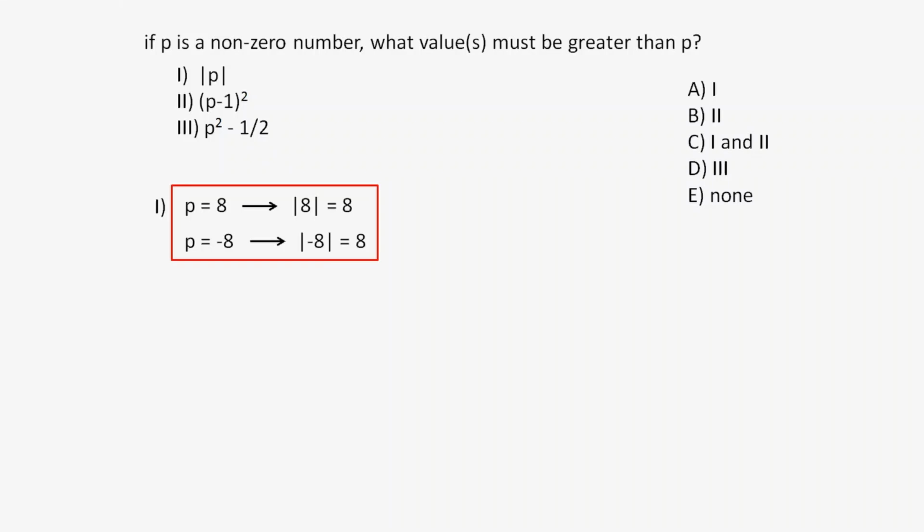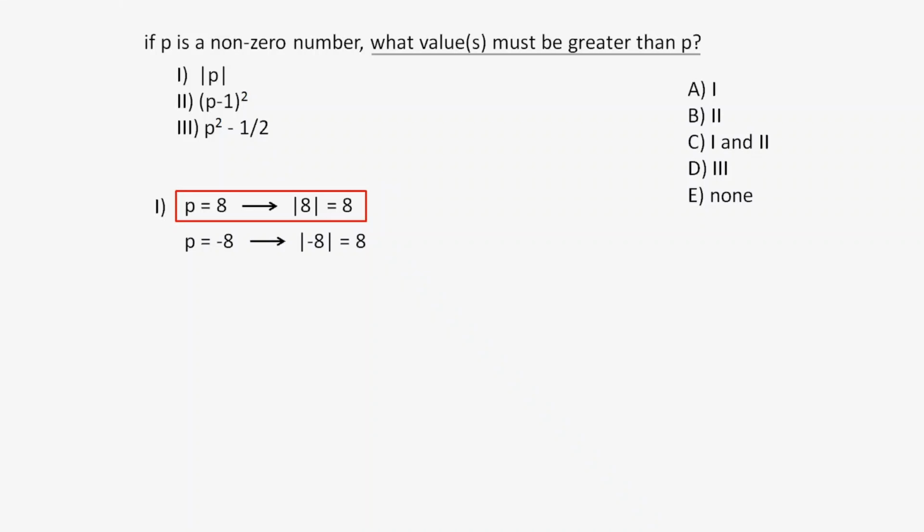The question asks, what values must be greater than p? For case 1, our resulting output values are 8 and 8 from the input values of negative 8 and 8. So, using a negative value of p will result in a greater output. But this is not true for a positive value of p. The function returns the same number. So case 1 is not valid.